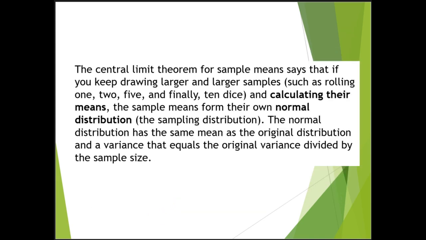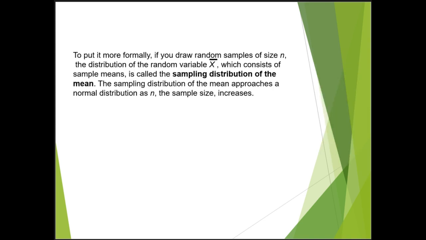Basically, the central limit theorem states that as we get larger and larger samples, such as rolling dice 1, 2, 5, and finally 10 dice and calculating their means, the sample means are going to start to form a normal distribution. We will go over an example here in a minute. To put it more formally, if you draw random samples of size n, the distribution of the random variable x bar, which consists of sample means, is called the sampling distribution of the mean. The sampling distribution of the mean approaches a normal distribution as the sample size increases.